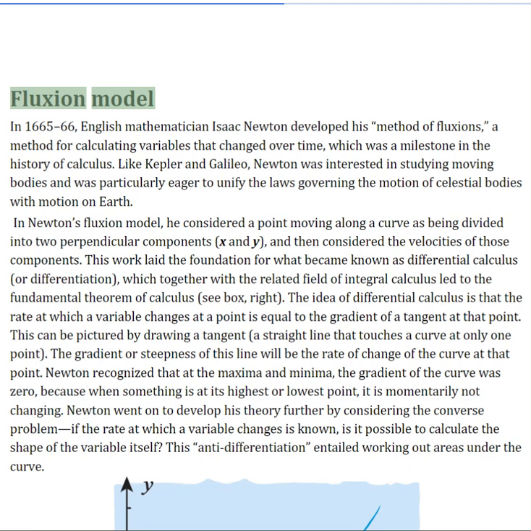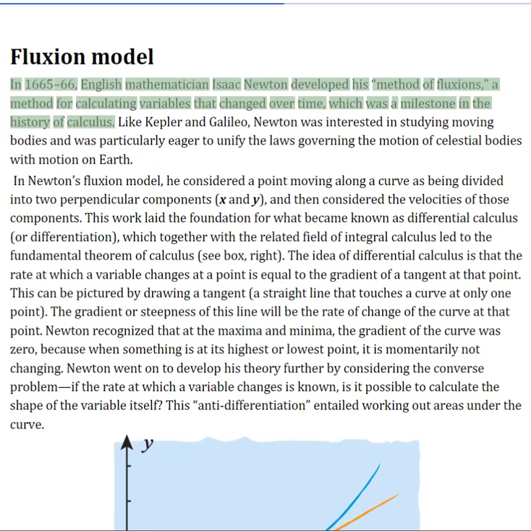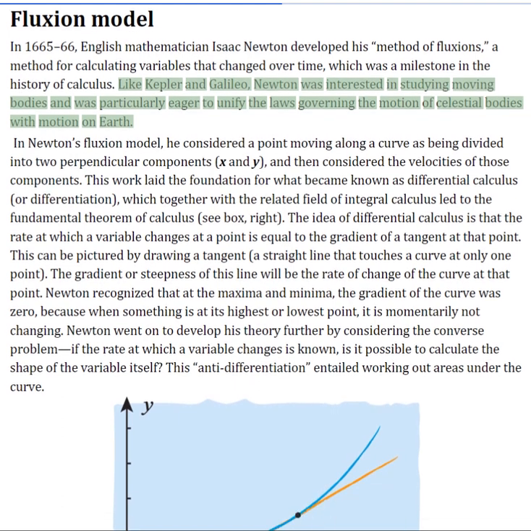Fluxion model. In 1665-66, English mathematician Isaac Newton developed his method of fluxions, a method for calculating variables that changed over time, which was a milestone in the history of calculus. Like Kepler and Galileo, Newton was interested in studying moving bodies and was particularly eager to unify the laws governing the motion of celestial bodies with motion on Earth.